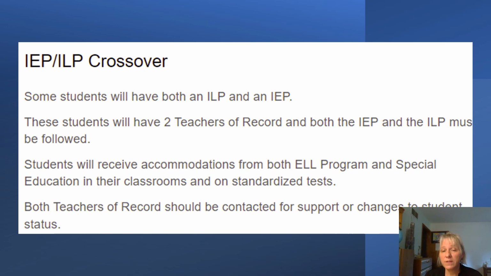It may happen that you have a student who has an IEP for special ed and also an ILP for being an English language learner. In that case, the student does have 2 teachers of record. It's absolutely fine. The accommodations on both the ILP and the IEP must be followed. We do need to remember that we can't just refer an English language learner to be tested for special education without a little bit of extra research and a few extra forms. So if an English language learner does need to be tested for special education, we all need to work together and have a conference just to make sure that we are following the correct procedures on that.